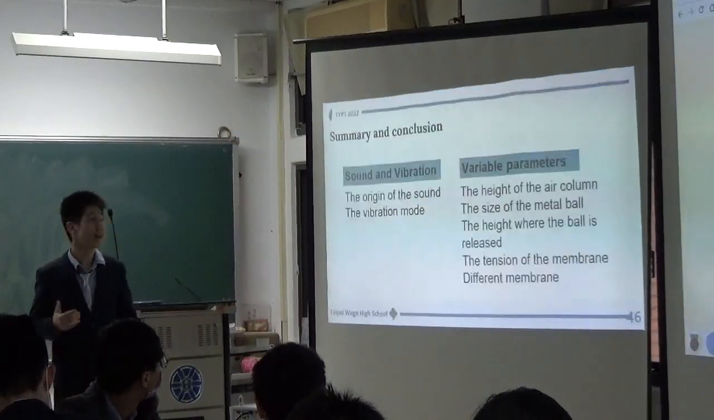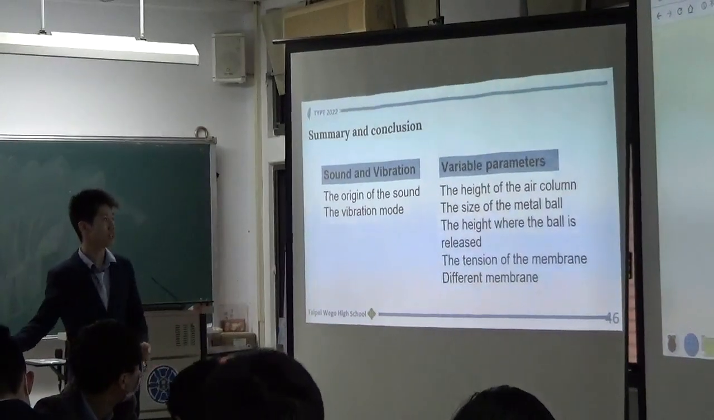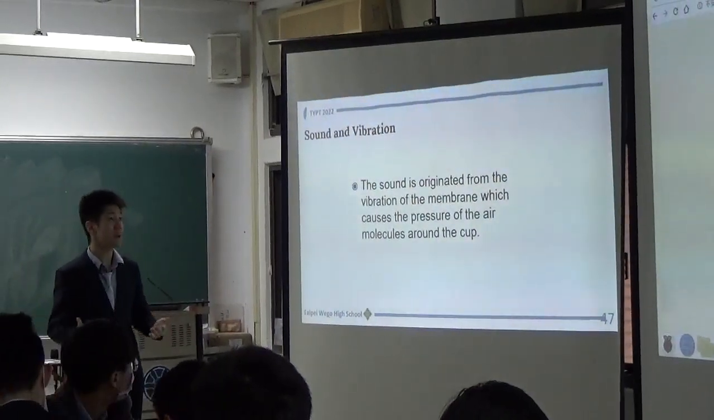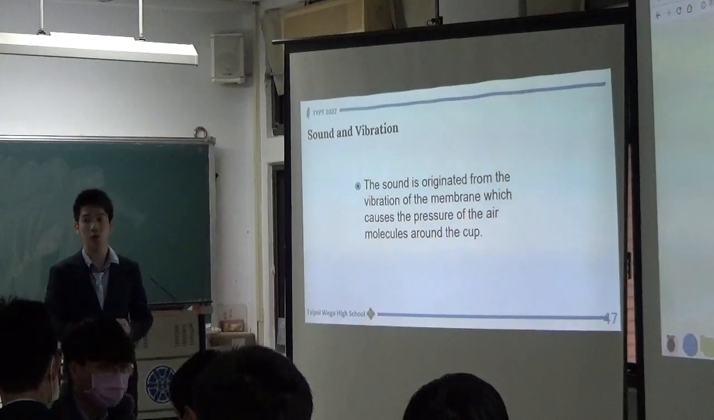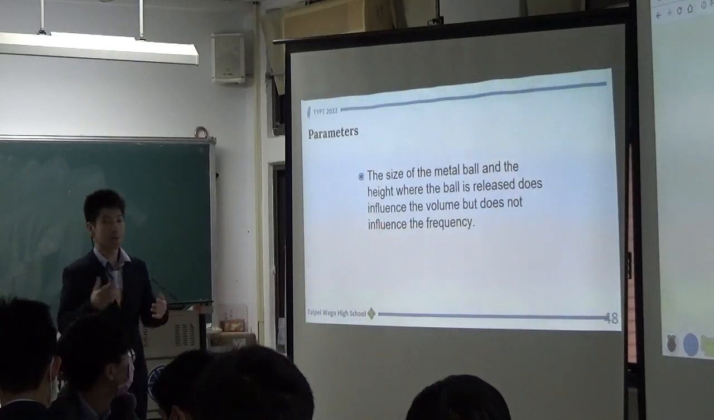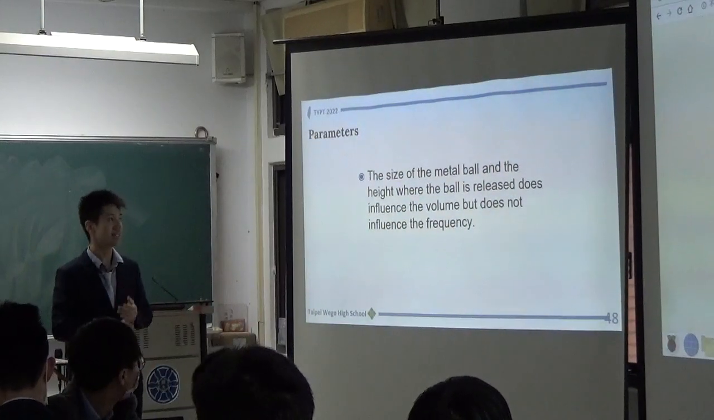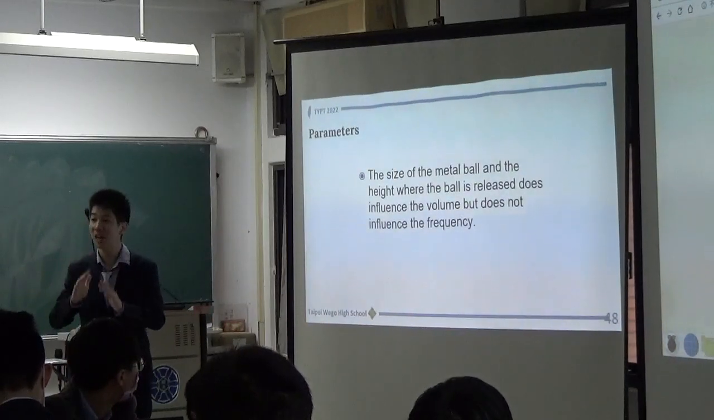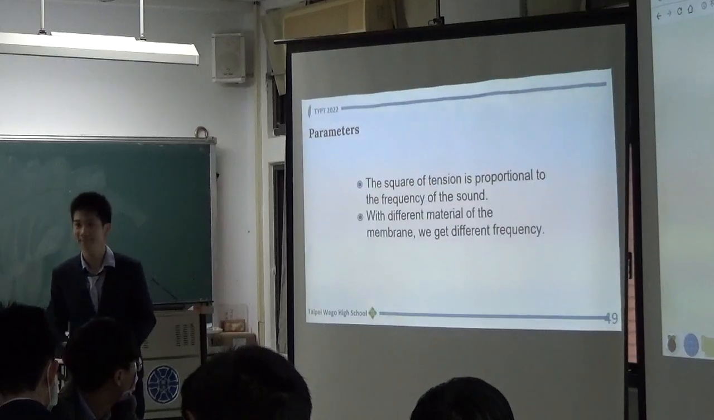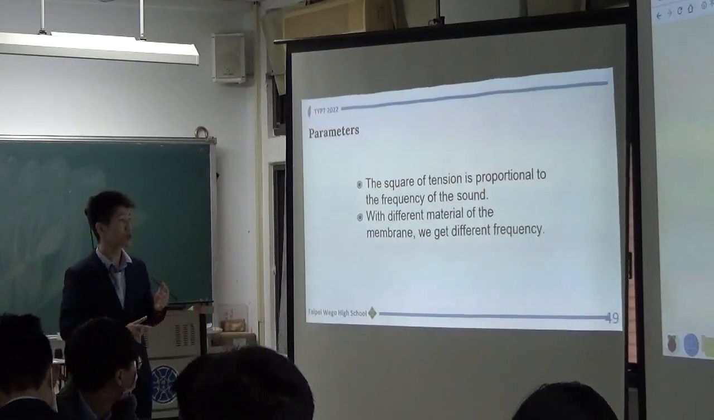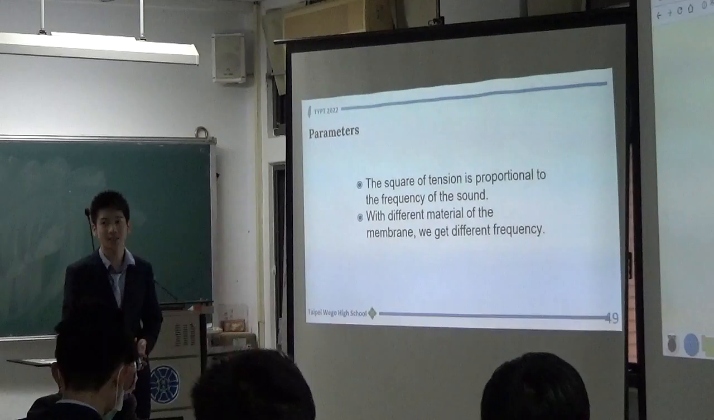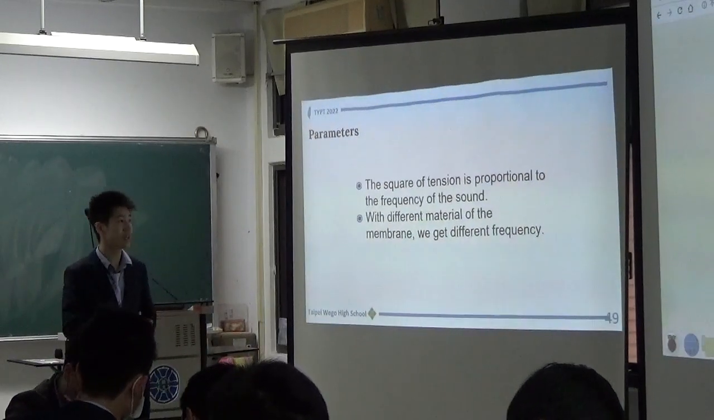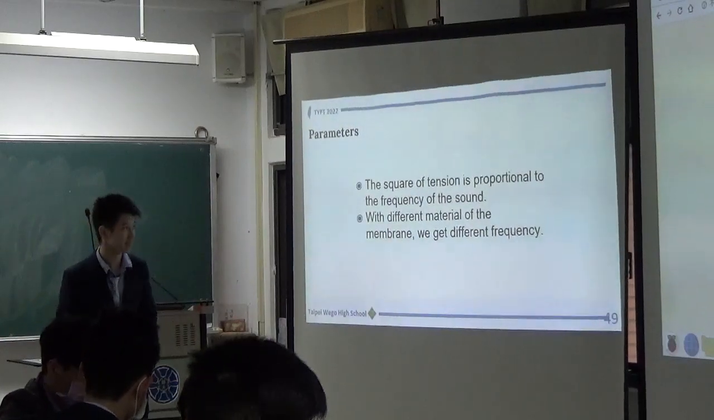Now it's our summary and conclusion. So for the sound and vibration, the sound originates from the vibration of the membrane, which causes pressure changes in the air molecules around the cup. And for the parameters in our experiment, the size of the metal ball and the height where the ball is released do influence the volume, but do not influence the frequency. And second, the square root of tension is proportional to the frequency of the sound. And third, with a different material of the membrane, we get a different frequency in our experiment.